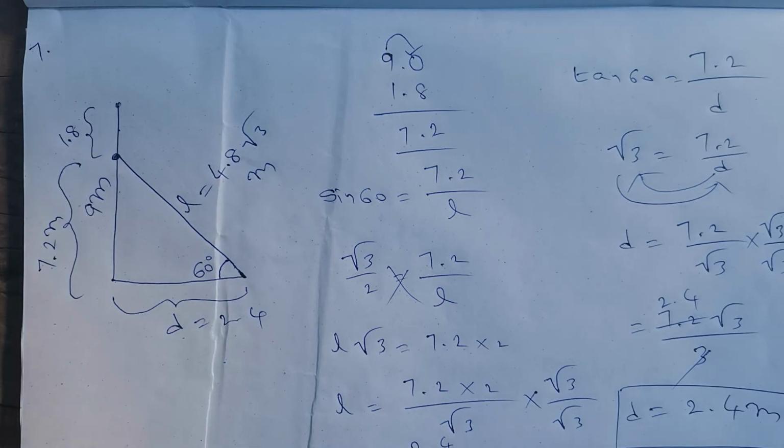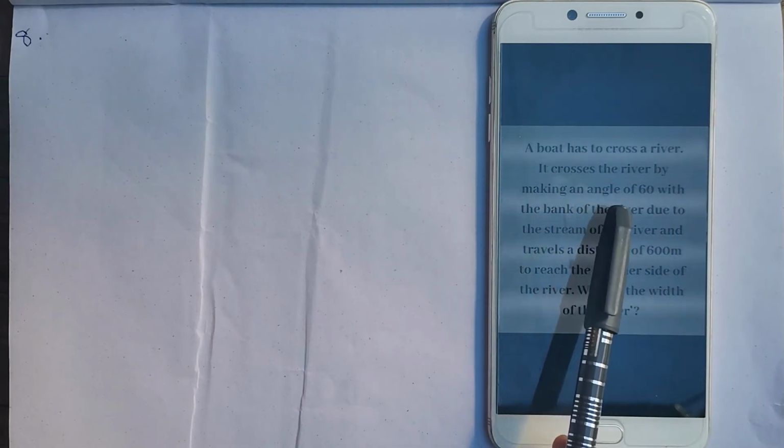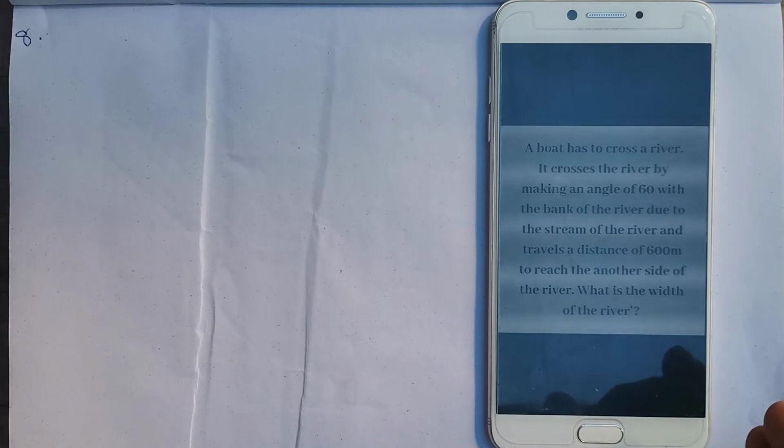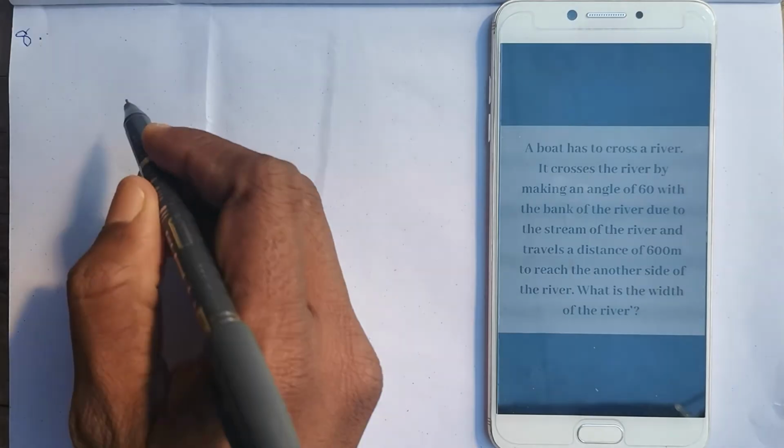Okay, let's move to the 8th question. Question number 8 is, a boat has to cross a river. It crosses the river by making an angle of 60 degrees with the bank of the river due to the stream of the river.